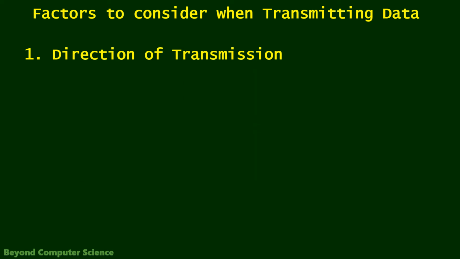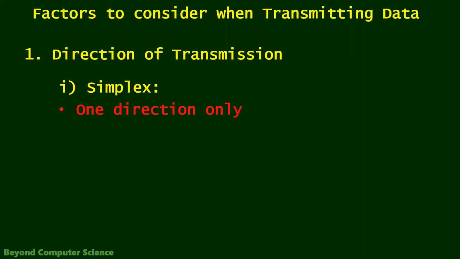Now let's study simplex first. What happens in simplex? We call it simplex when data is being transmitted in one direction only. It means you have only one sender and one receiver. The sender will always send data to the receiver, and the receiver will always receive data from the sender. The receiver will never become the sender, and the sender will never become the receiver at any point. The sender will always be a sender, and the receiver will always be a receiver.